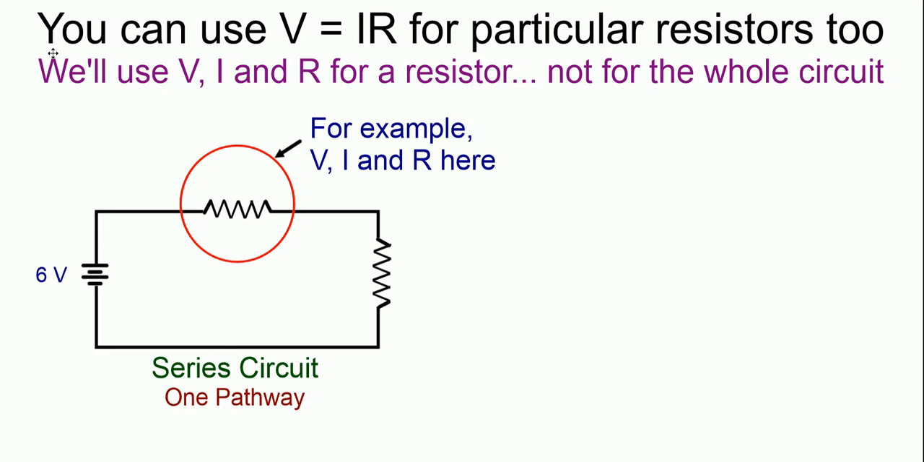Now, when I say do it for a particular resistor, I mean do it right here. Use V, I, and R for that resistor, and do a similar calculation from the last slide, but just for that resistor. Now, by the way, this is a series circuit. It only has one pathway for the current to flow, like this.